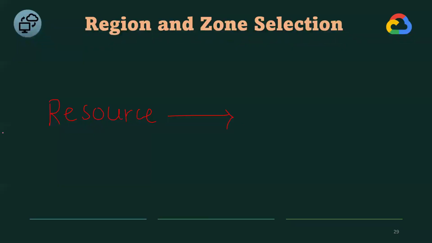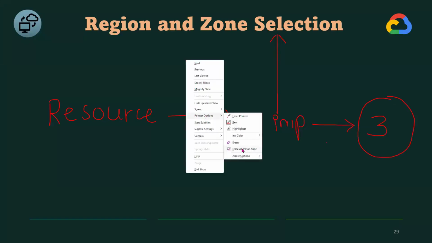If you want to create any resources, selecting a proper location is very important. Selecting a proper location is nothing but selecting a proper region and zone, which is very, very important. Now I am going to tell you that. We have a total of 3 points which are very, very important. Let us try to understand.